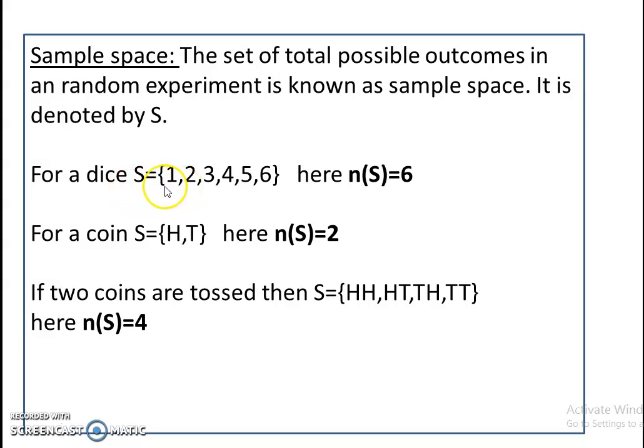So for a dice we can have numbers 1 to 6. So here the number of sample space is 6. For a coin we can have head or tail. So the number of sample space will be 2. If 2 coins are tossed, then the sample space will contain head head, head tail, tail head, and both tails. So in case of 2 coins, the number of sample space will be 4, right?